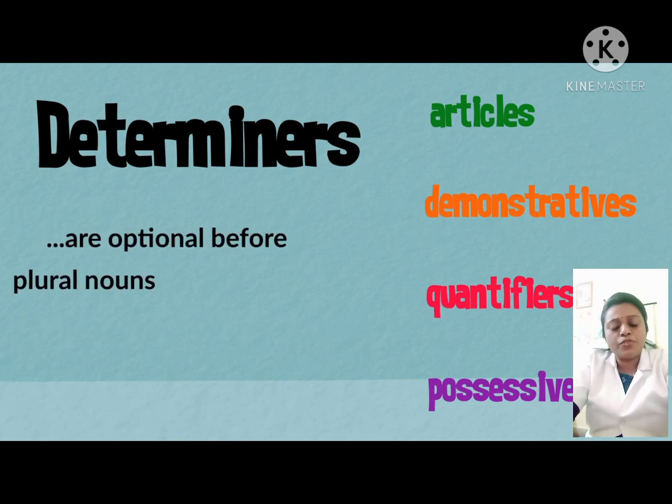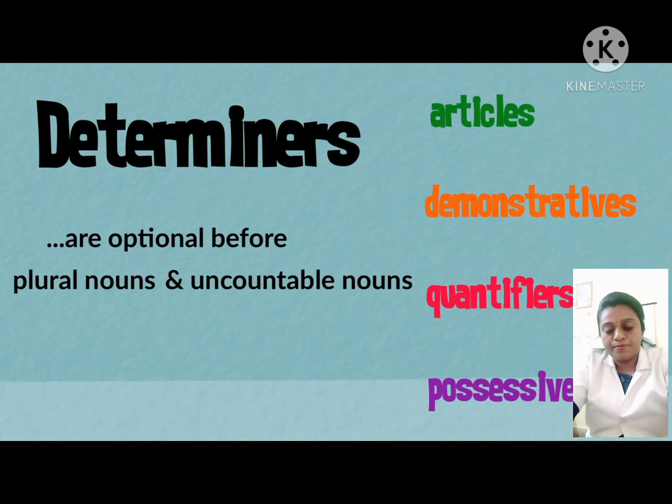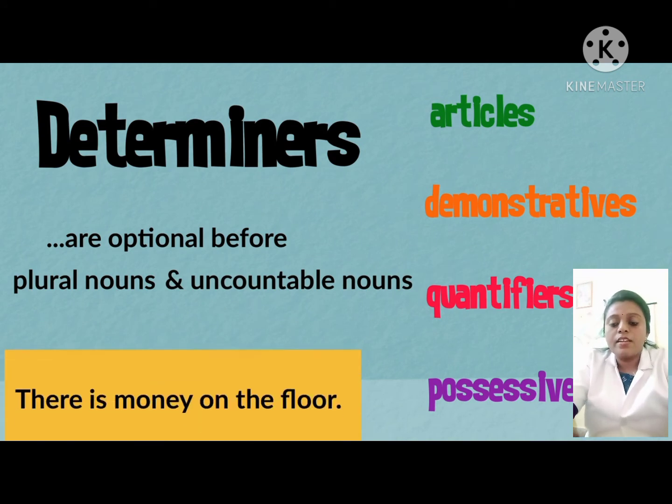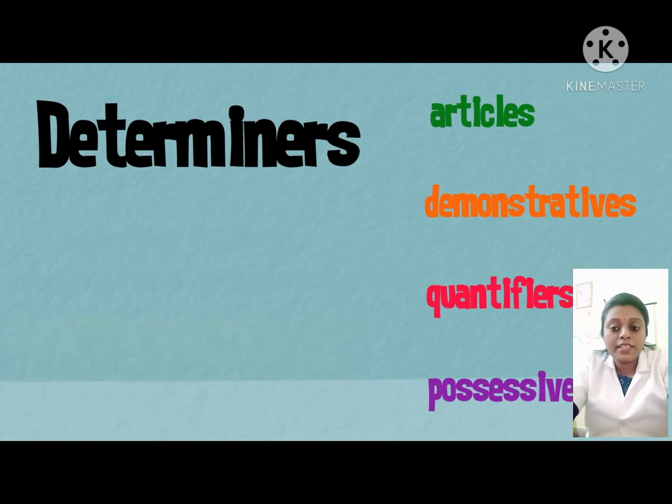Determiners are optional before plural nouns. You can avoid using them. Example, there are books on the floor. Books is a plural noun, so it is optional. If you want, you can use a determiner like some before books. Determiners are also optional before uncountable nouns, which you cannot count. Example, there is money on the floor. Money is an uncountable noun.